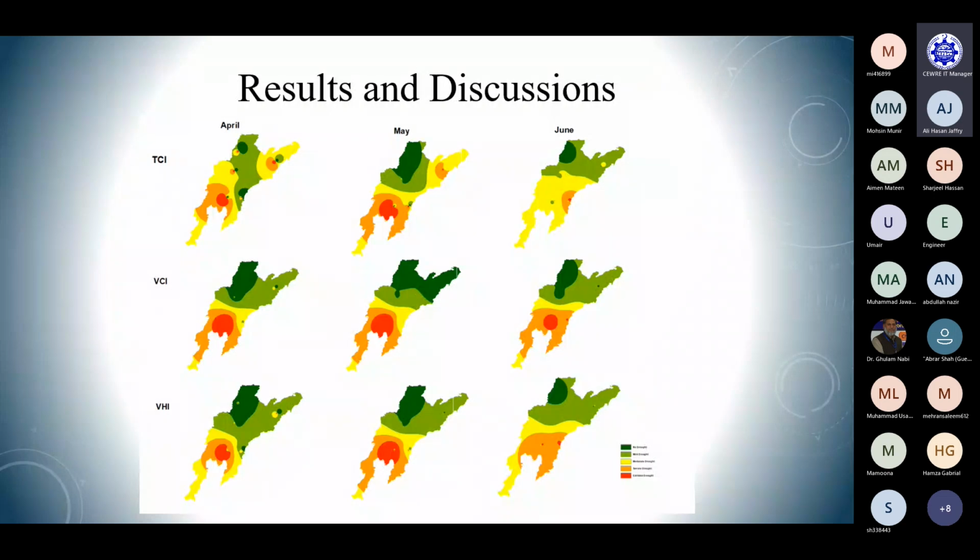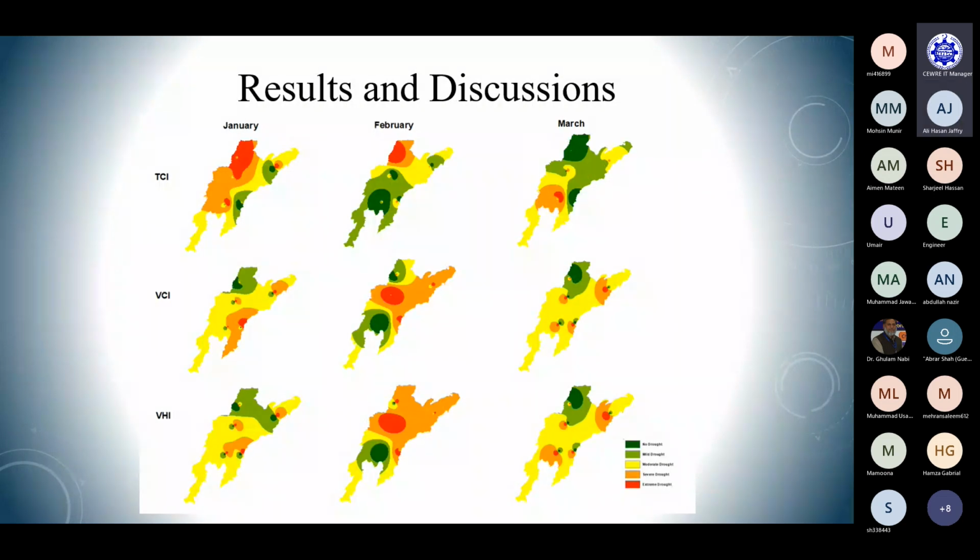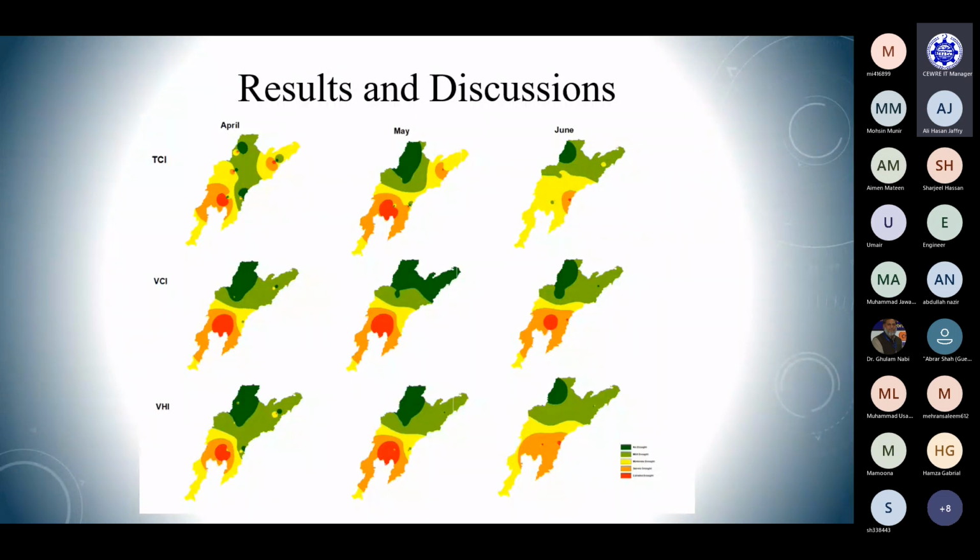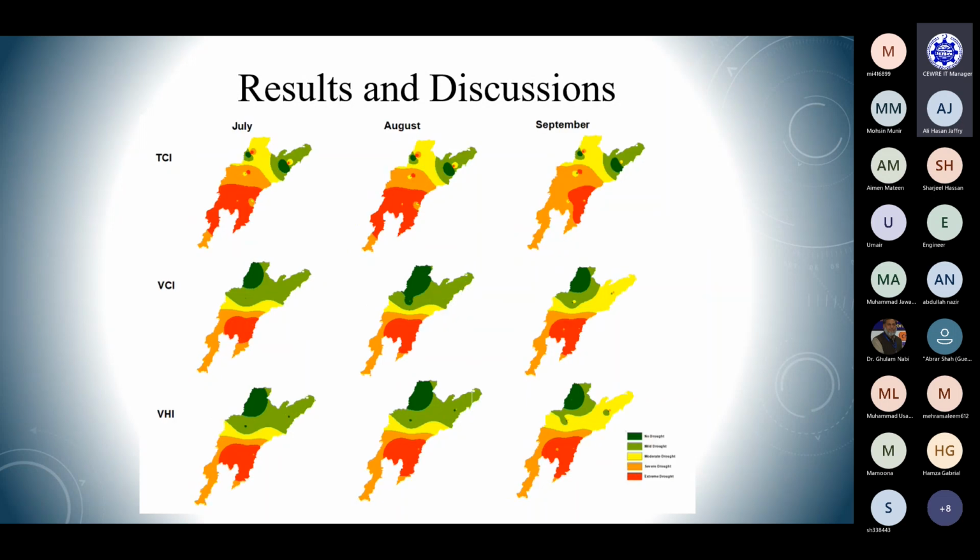And there is no drought in Layyah in January, February, and March, according to TCI, VCI, and VHI. In April, the TCI shows no drought, while VCI shows no drought. In May and June, TCI and VHI show severe drought.